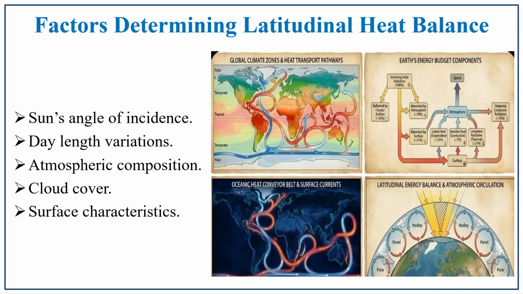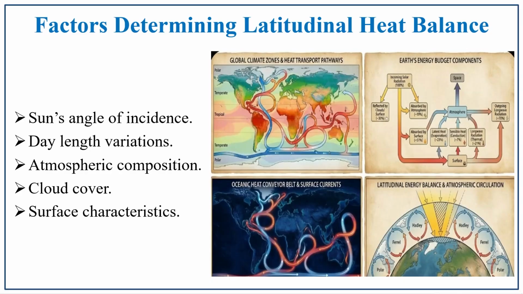What are the factors determining the latitudinal heat balance? We know the components; now, how is this driven by each and every factor? The factors are the sun's angle of incidence, day length variation, atmospheric composition, cloud cover, and surface characteristics. These are the main factors which drive the balance of heat, that is temperature, in the latitudes.